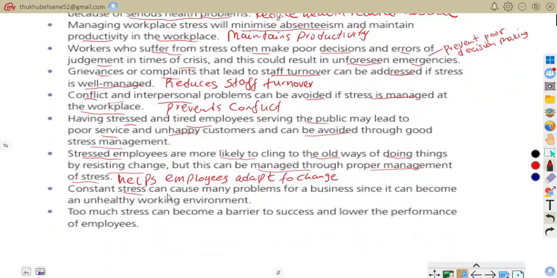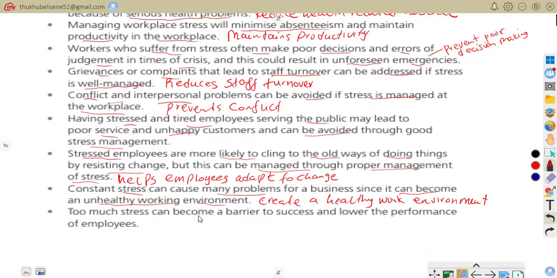Also, it says constant stress can cause many problems for a business since it can become an unhealthy working environment. So, create a healthy work environment. For us to avoid this unhealthy working environment caused by constant stress, the remedy is to create a healthy work environment. Managing stress improves workplace well-being. Employees are going to feel comfortable and motivated if the working environment is very conducive.